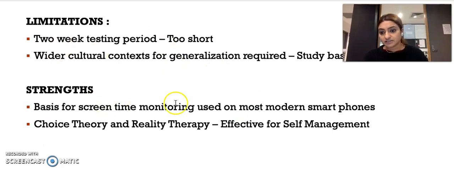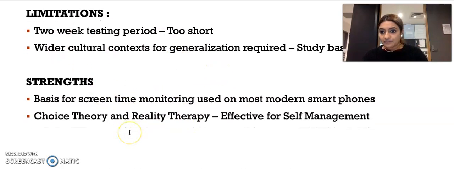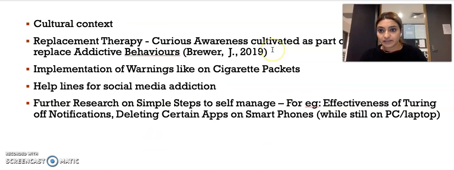The cultural context could be increased as well. In terms of the strengths, apps such as screen time monitoring that you find on the current mobile phones have used this particular technology. That also uses choice theory and reality therapy, which are effective for self-management. Choice theory puts the onus back onto the user, causing the user to take responsibility for their actions, and also uses principles of time management.